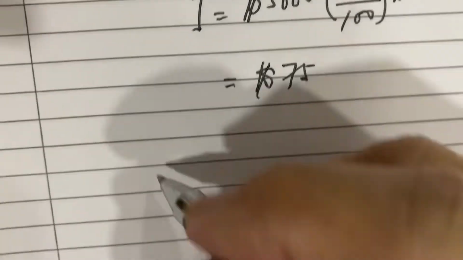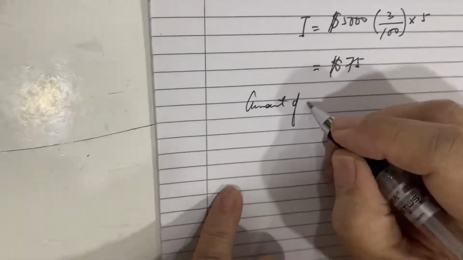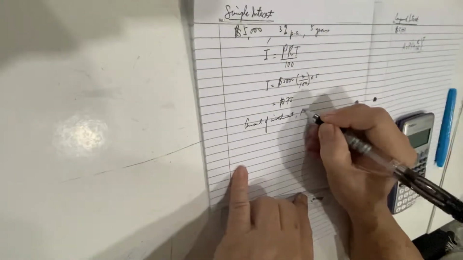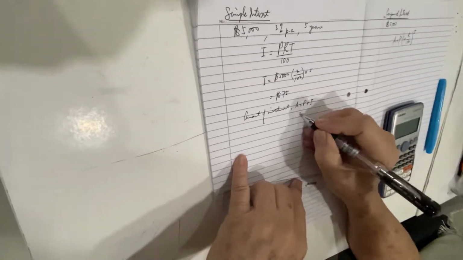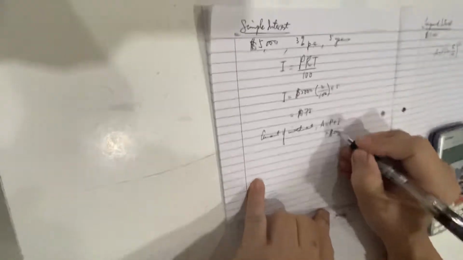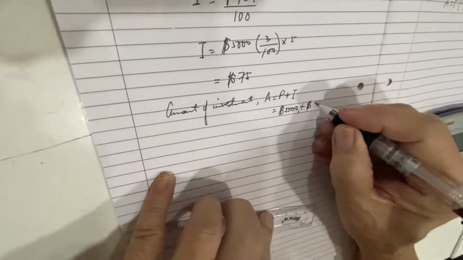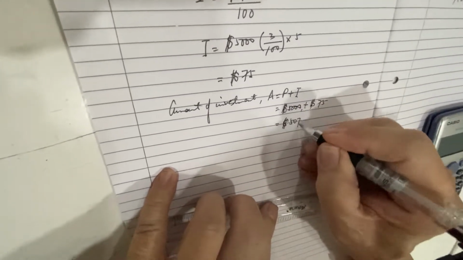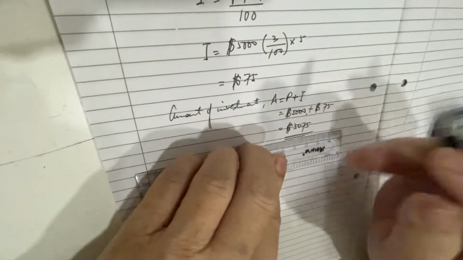So the amount of investment, that means at the end of these 5 years, A equals principal plus interest. It's very small. For $5,000, after 5 years, you only get $75. So it may not be enough to cover the inflation rate.